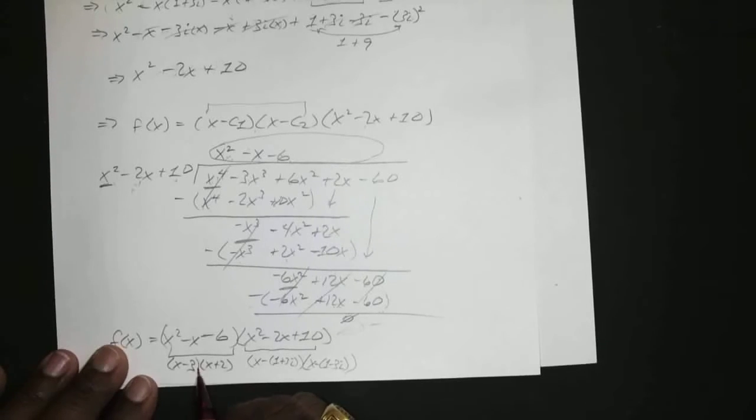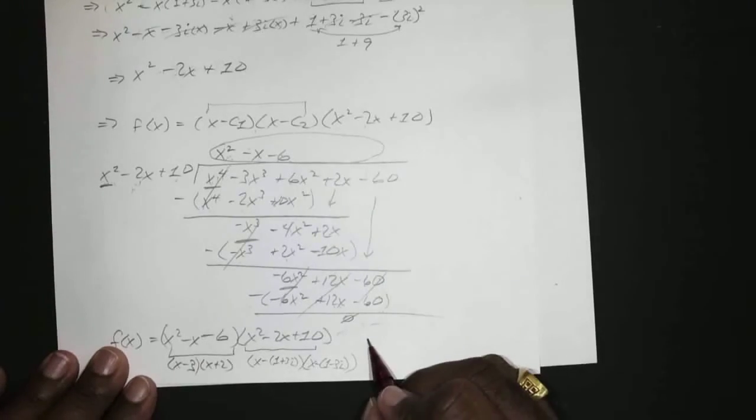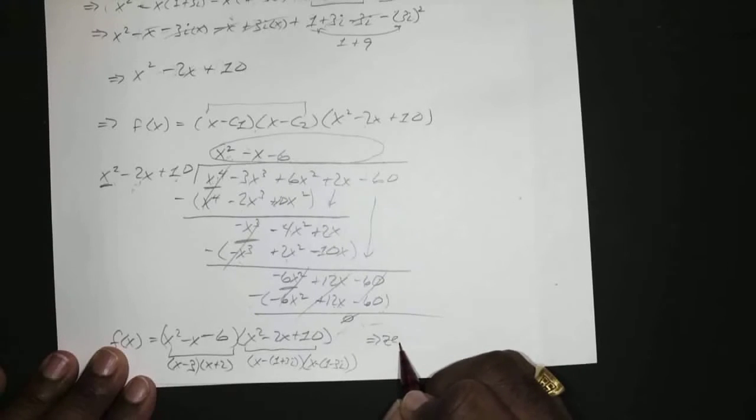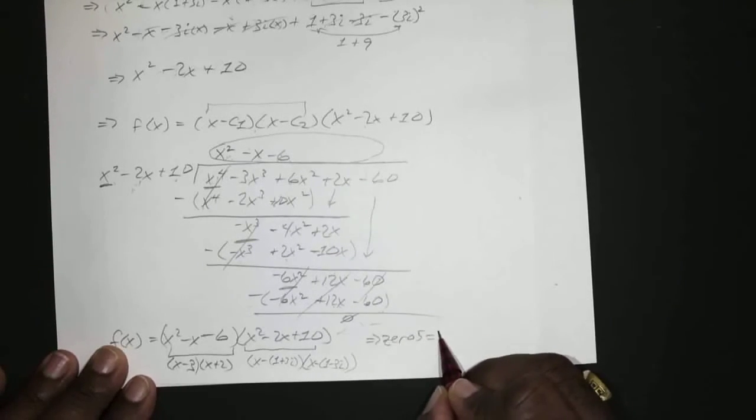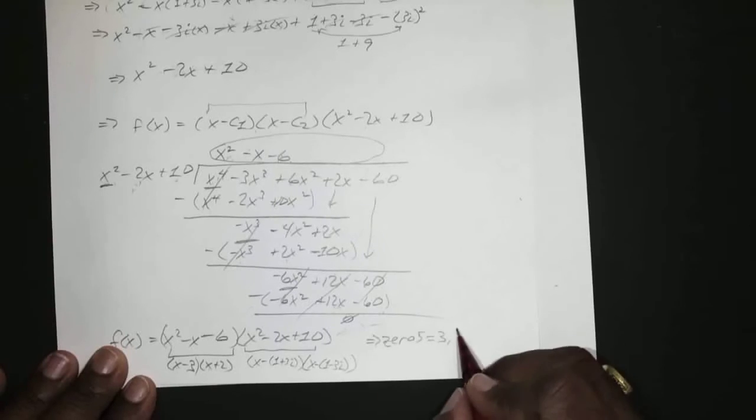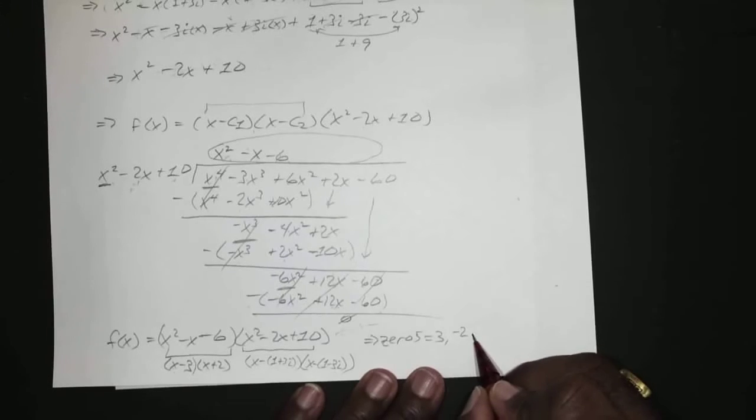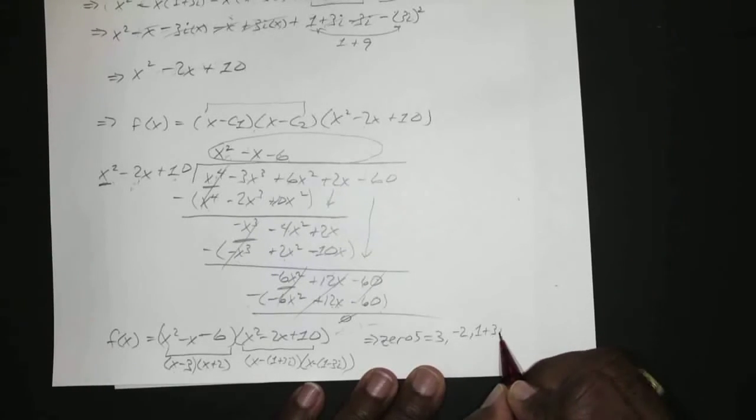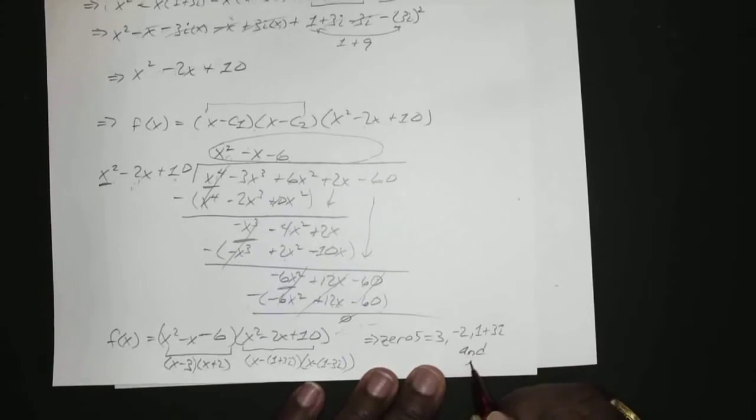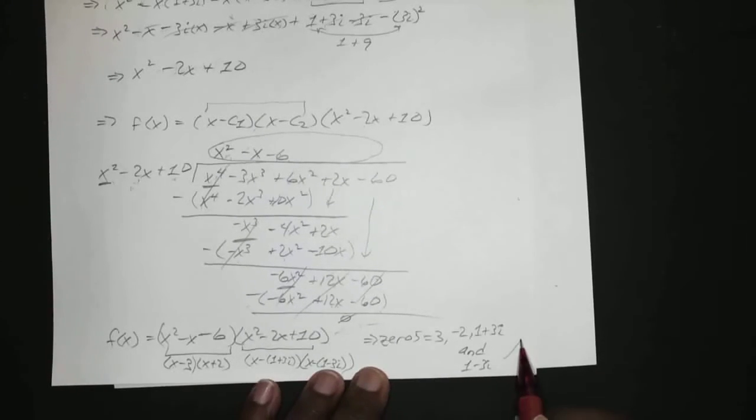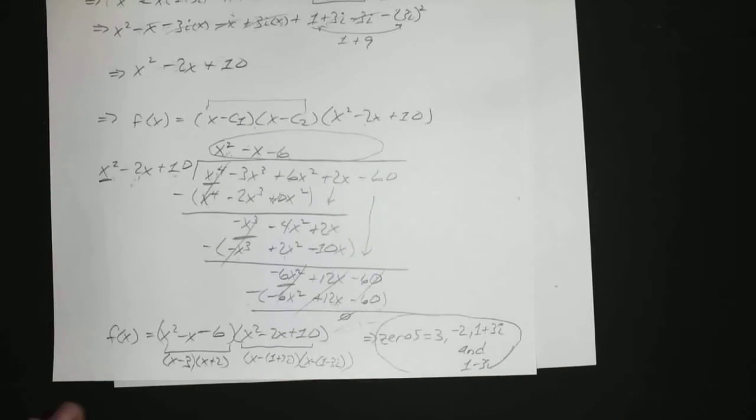So we know just by these that our factors are our zeros. Negative 2, 1 plus 3i, and 1 minus 3i, which are your actual zeros. Again, if there were a shorter way, I would definitely show you, but unfortunately there's not a shorter way.